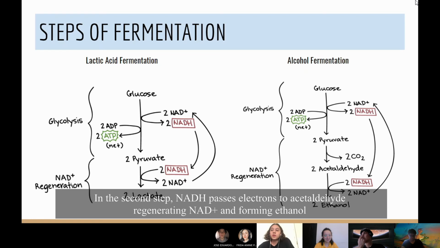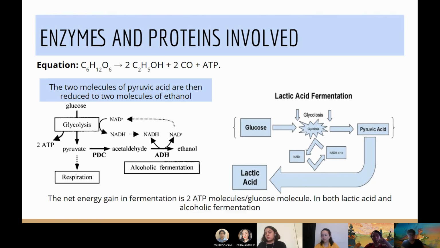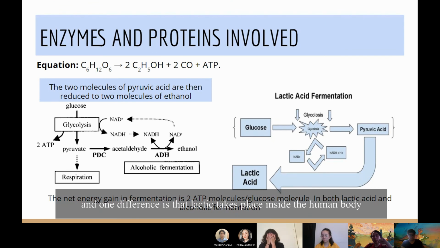Alcoholic fermentation. In the first step, a carboxyl group is removed from pyruvate and released as carbon dioxide, producing a 2-carbon molecule called acetaldehyde. In the second step, NADH passes its electrons to acetaldehyde, regenerating NAD+ and forming ethanol. Enzymes and proteins involved in fermentation. As we said, there are two types of fermentation, lactic and alcoholic.